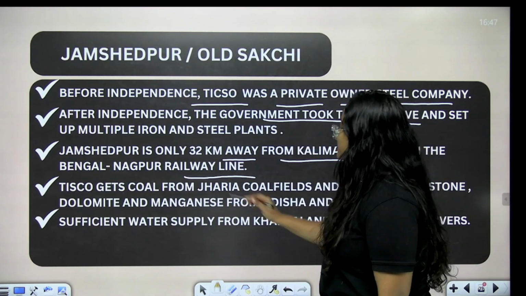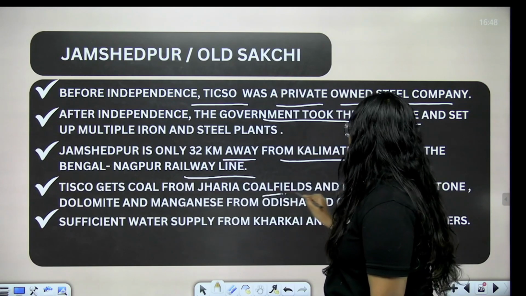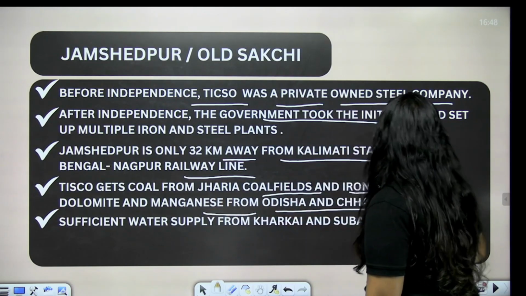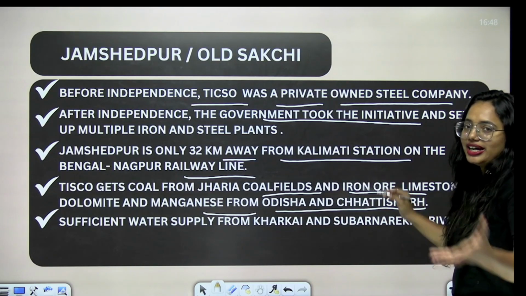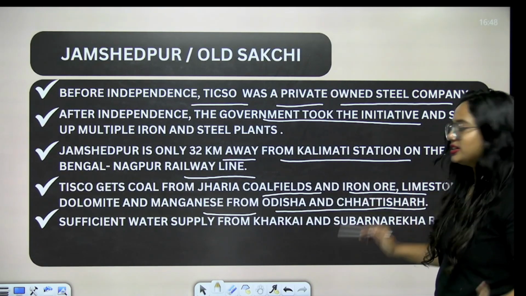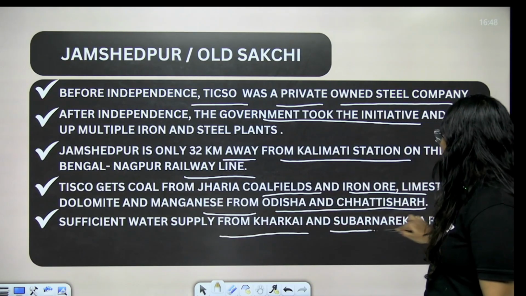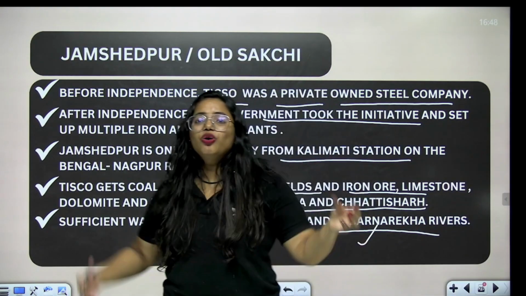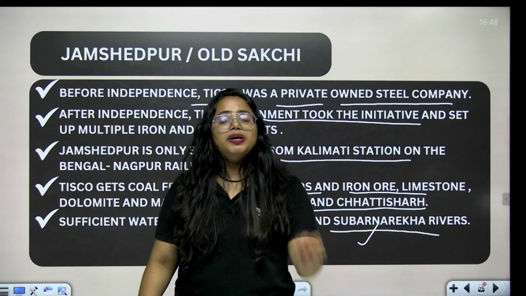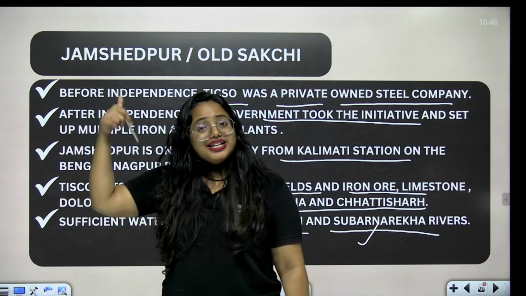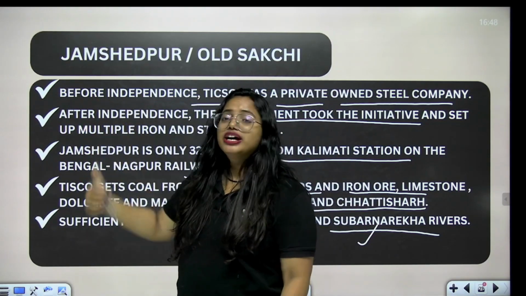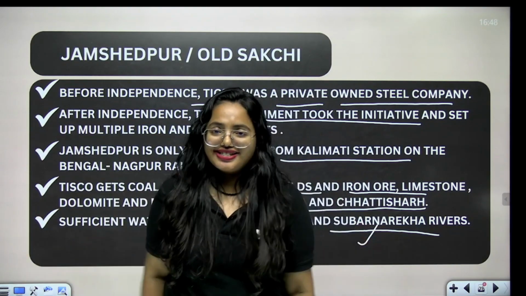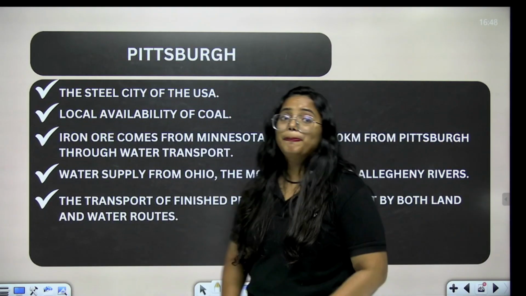Tisco gets coal from the Jharia coal fields, and iron ore, limestone, dolomite and manganese from Odisha and Chhattisgarh. Look at it: raw materials can be received from these areas, with a sufficient water supply from the Kharkai and Subarnarekha rivers. This is how an industry is located in a particular area. Clear? That is the reason we call Jamshedpur one of the major spots of the steel and iron industry. And now we are going to talk about Pittsburgh.